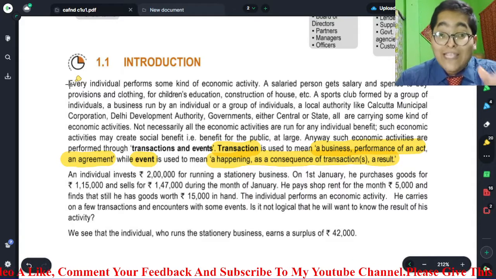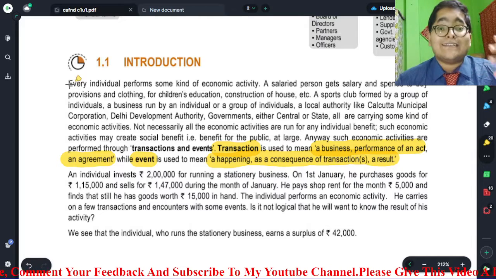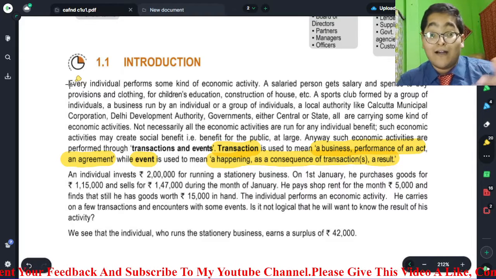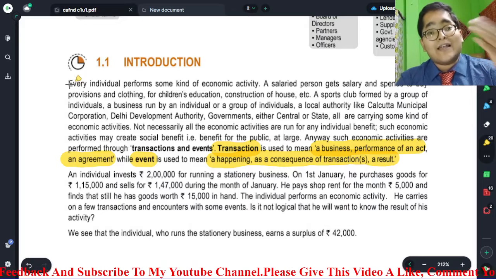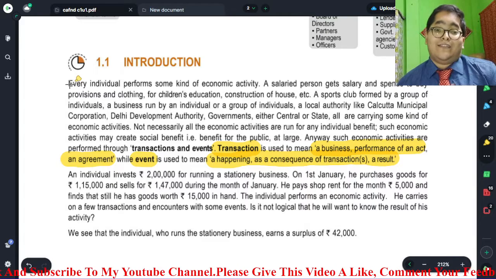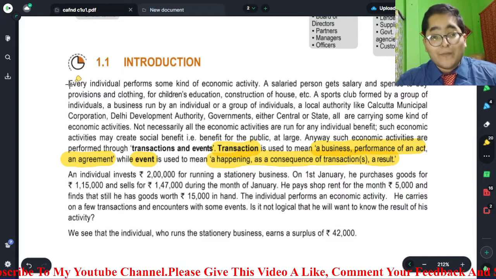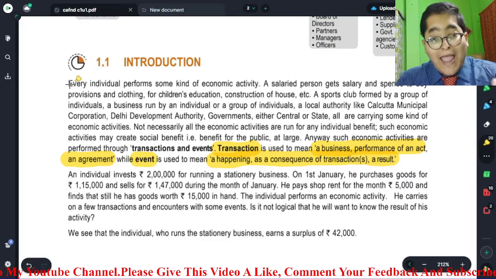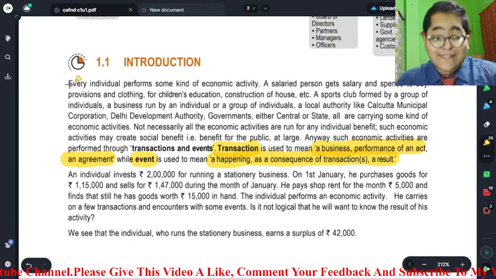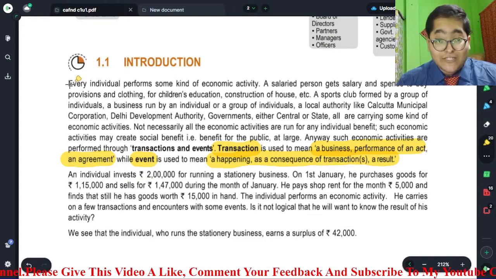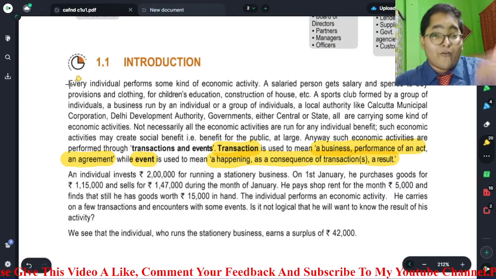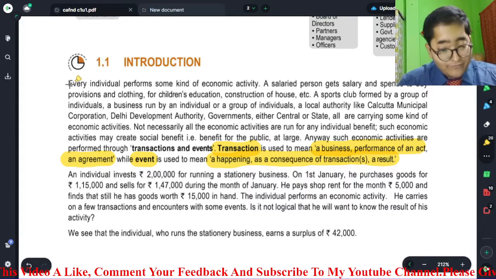And what is the event? There is a hidden event, that is the earning of profit. When we sell goods, we earn profit. Earning of profit is an event, but the selling of the goods and receiving money for the sale is a transaction, not an event. But the profit earned is an event.